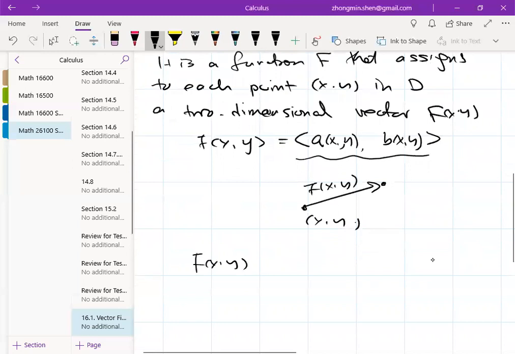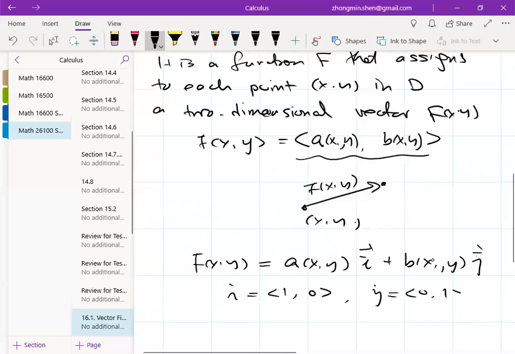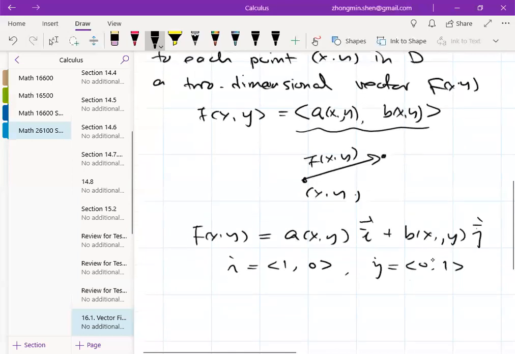So we can describe f of x, y in the following form: this can be a(x,y) times i, and b(x,y) times j. So i is going to be the vector (1, 0), j is going to be (0, 1). Okay, that's another notation.